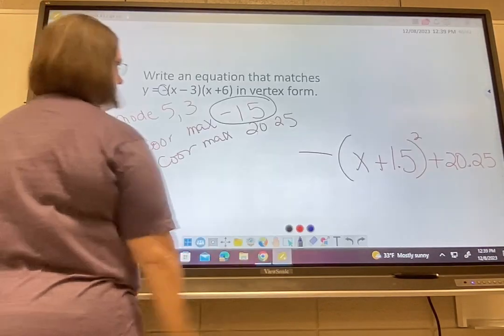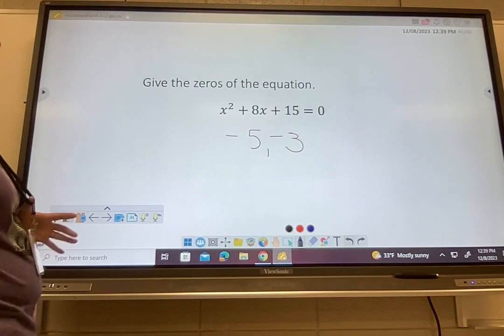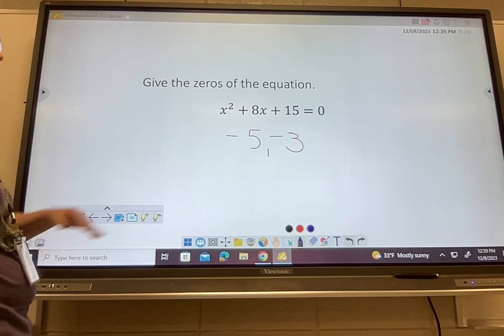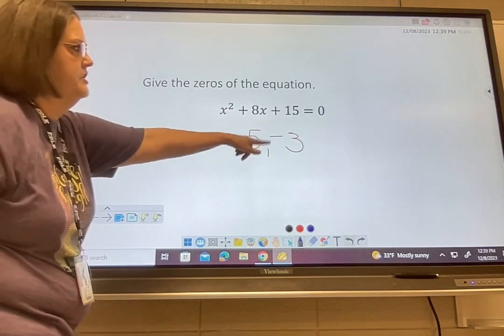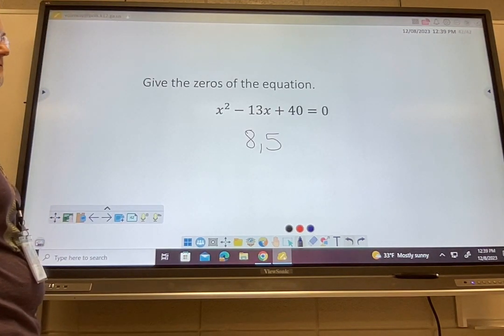Okay. All right, the zeros of the equation, y'all, simplest thing to do, mode 5-3 when it asks for zeros. Mode 5-3 is x1 and x2. Same thing on this one. The easiest thing to do is mode 5-3.